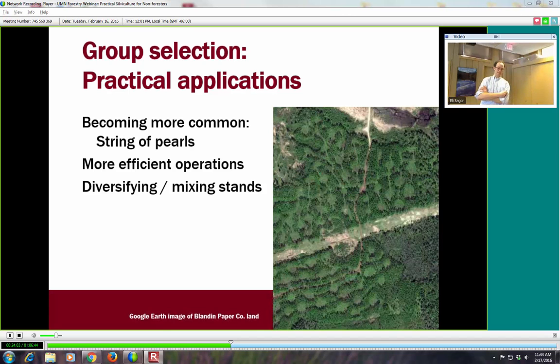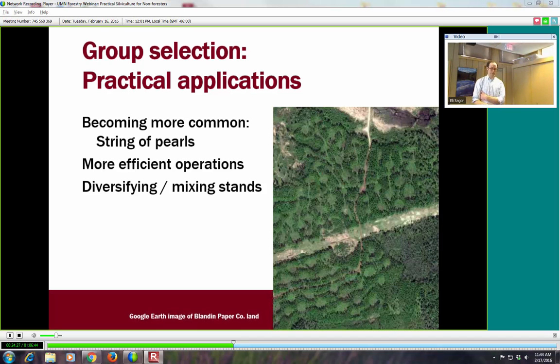So what about practical applications? Does anyone do this? It's a nice idea, but does it happen on the ground? And the fact is, it doesn't happen a ton on the ground, at least here in Minnesota. It's not common. I'll show some data dating to 2008 later in the talk to give an idea of how prevalent each of these systems is here in Minnesota. But it is becoming a little bit more common.